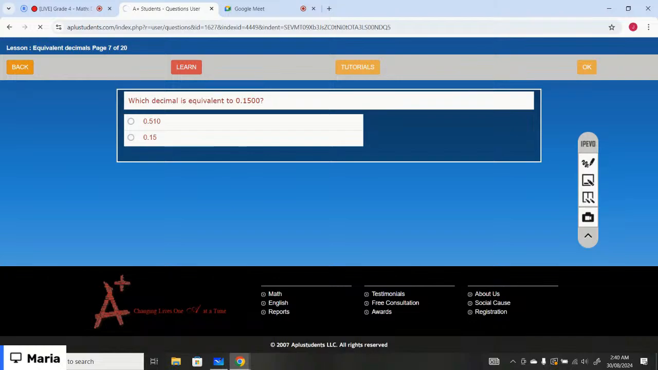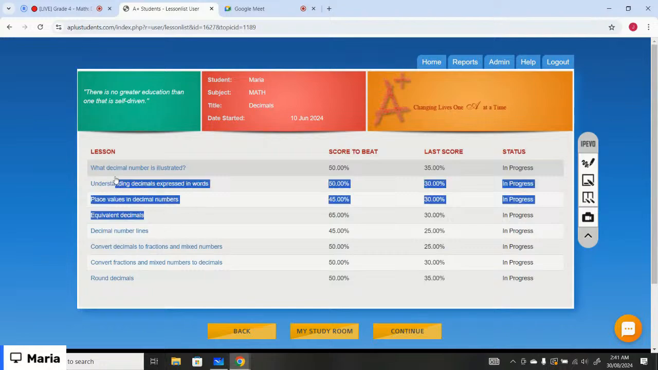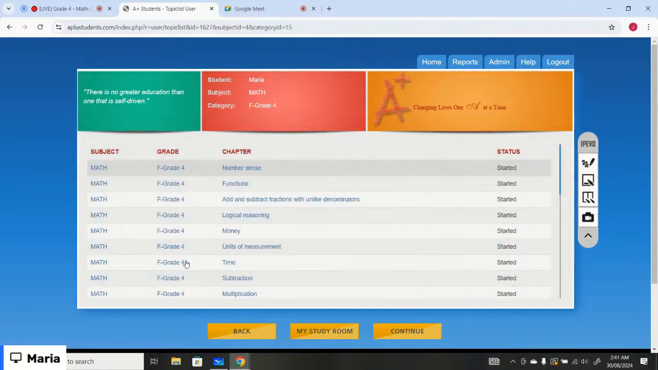So we were working on grade 4 math. The chapter we were working on is decimals. The lessons we have covered today are what decimal number is illustrated, understanding decimals expressed in numbers, place values in decimal numbers, and equivalent decimals. Please make sure that before the next session you complete all the practice questions for the lessons we just did. That is your homework until the next session, right?